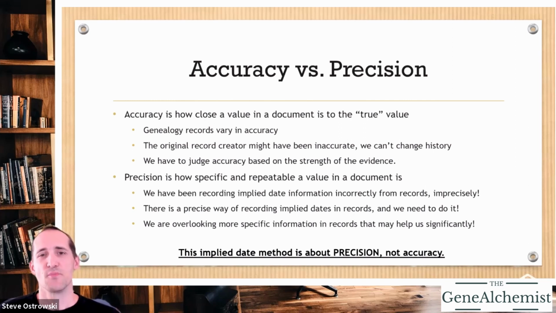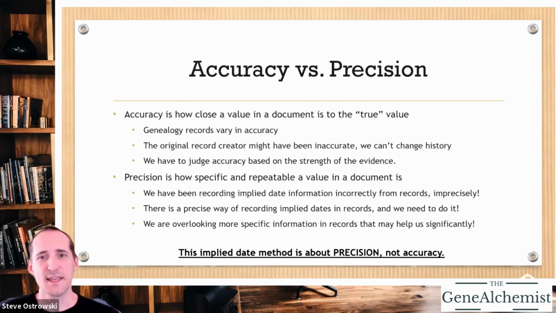Now, precision is what this method is going to be about. And precision is about how specific and repeatable a value in a document is. So we have been recording implied date information incorrectly from records. We've been recording it imprecisely. There is a precise way of recording implied date records, and that's what we need to start doing. And that's what I'm going to be teaching you today.